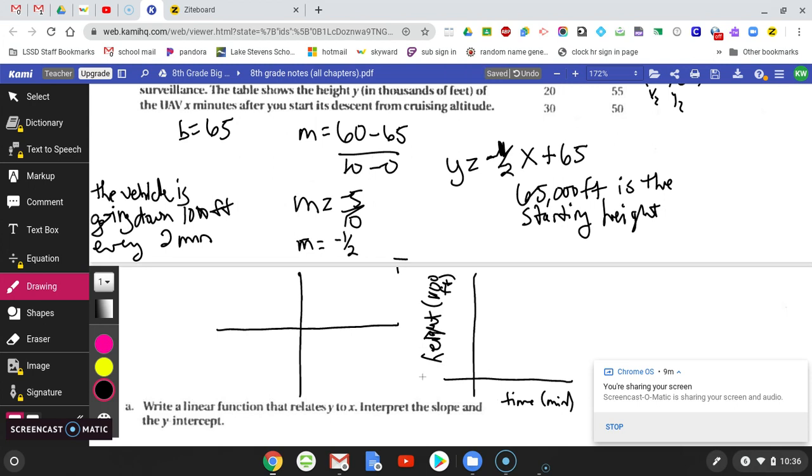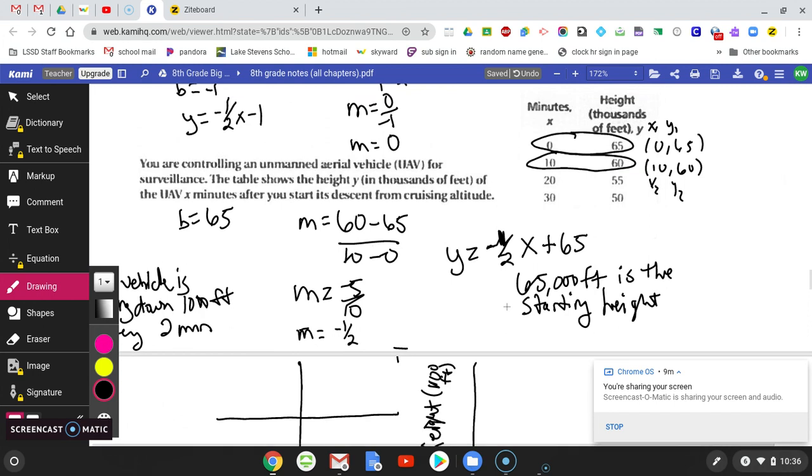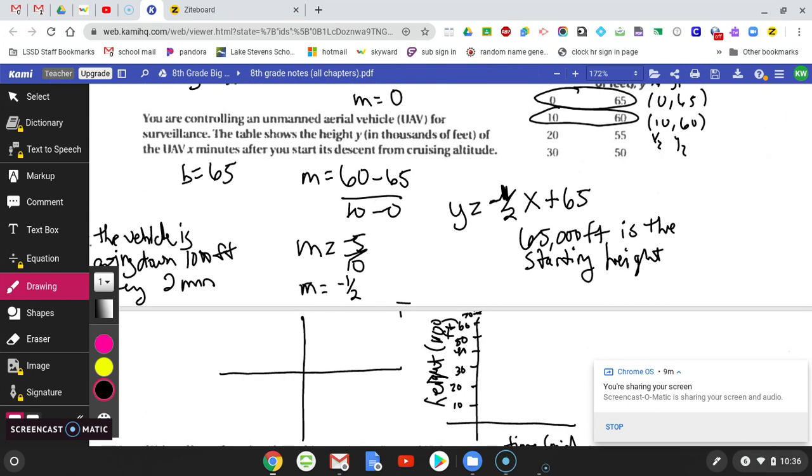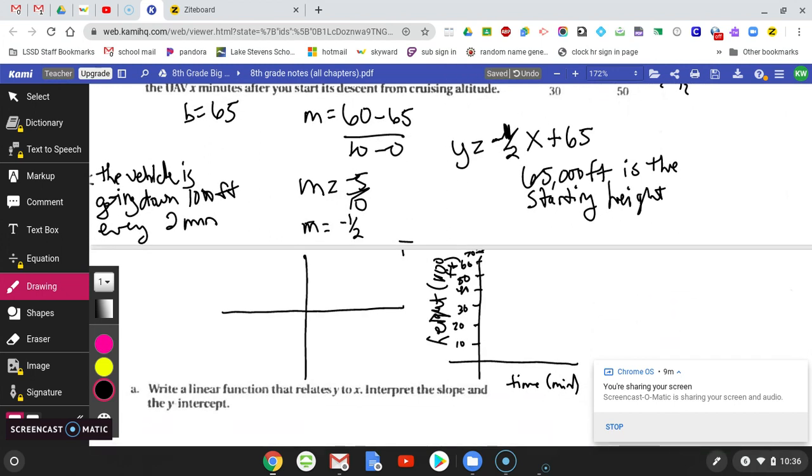Okay, so we know we're not going to have negative height either. So let's see. We have to go up to 65. So we could go up by tens, for example. 10, 20, 30, 40, 50, 60, 70. As long as I label them, I can go up by whatever I want. And for time, we have to go to 30. I'm going to also go by tens for this one. So 10, 20, 30, 40, 50, 60. I'm going to go all the way to 60 because I know that that's the next question. I'll label them.